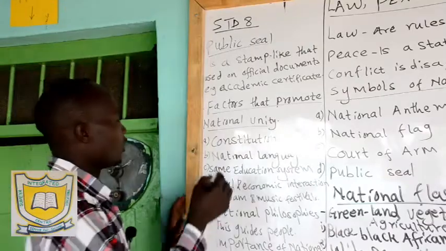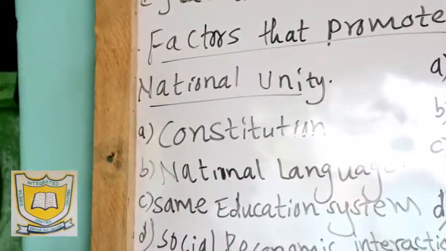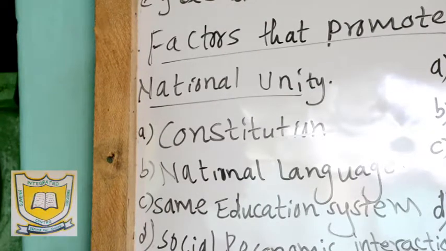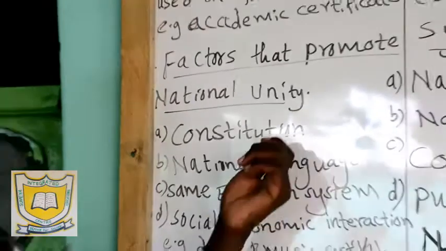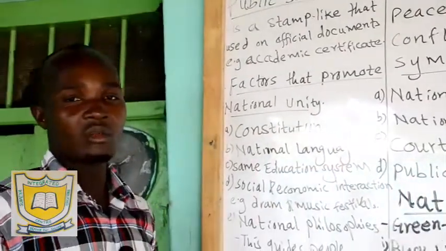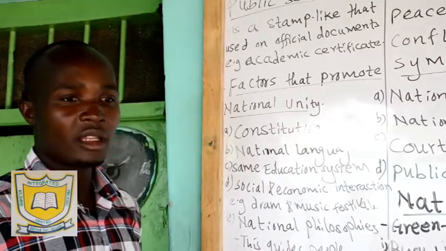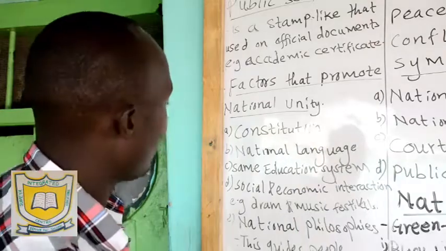Number one, we have the Constitution. We say the Constitution is the supreme law of Kenya. No one is above the law, whether the president or anybody who is in the Republic of Kenya. This is the supreme law of the Republic of Kenya. It outlines every law that is required by an individual. So that's what you're talking about.